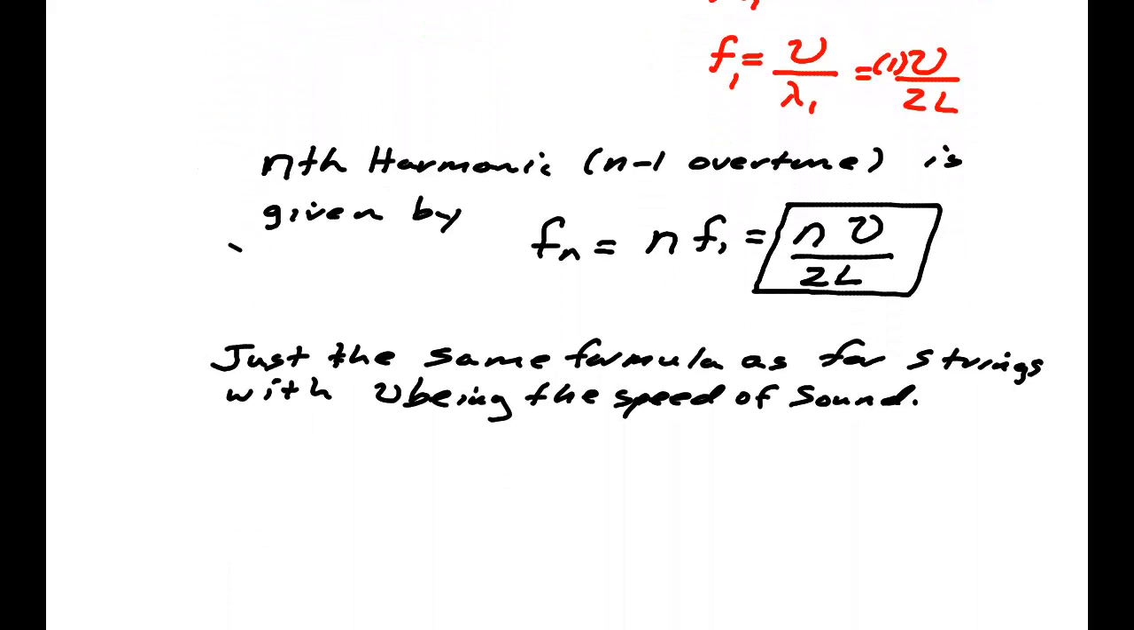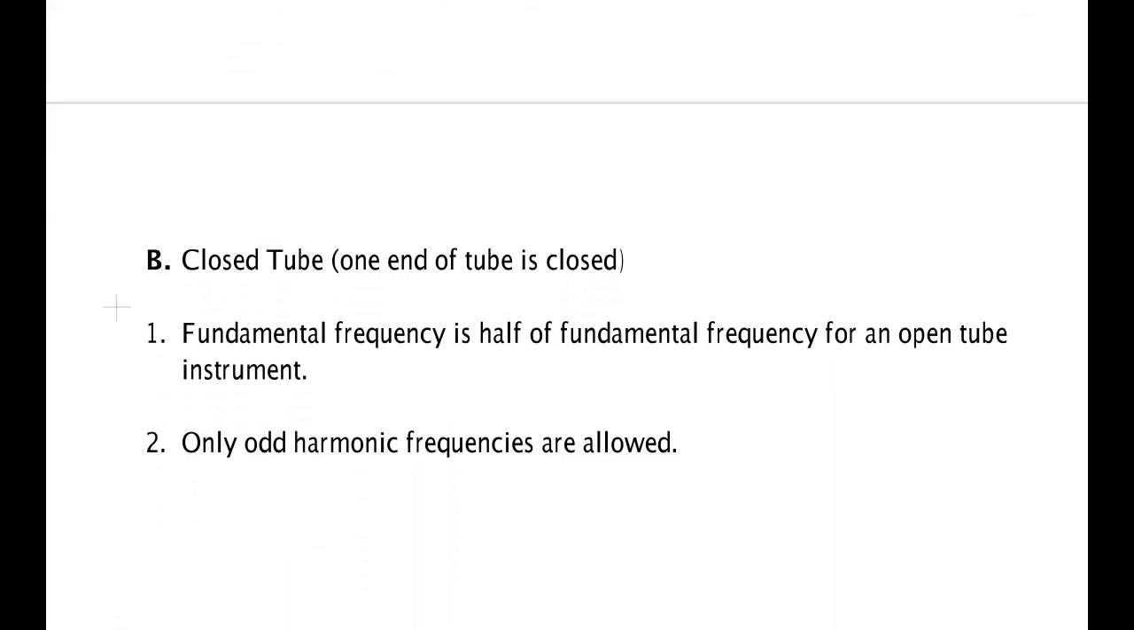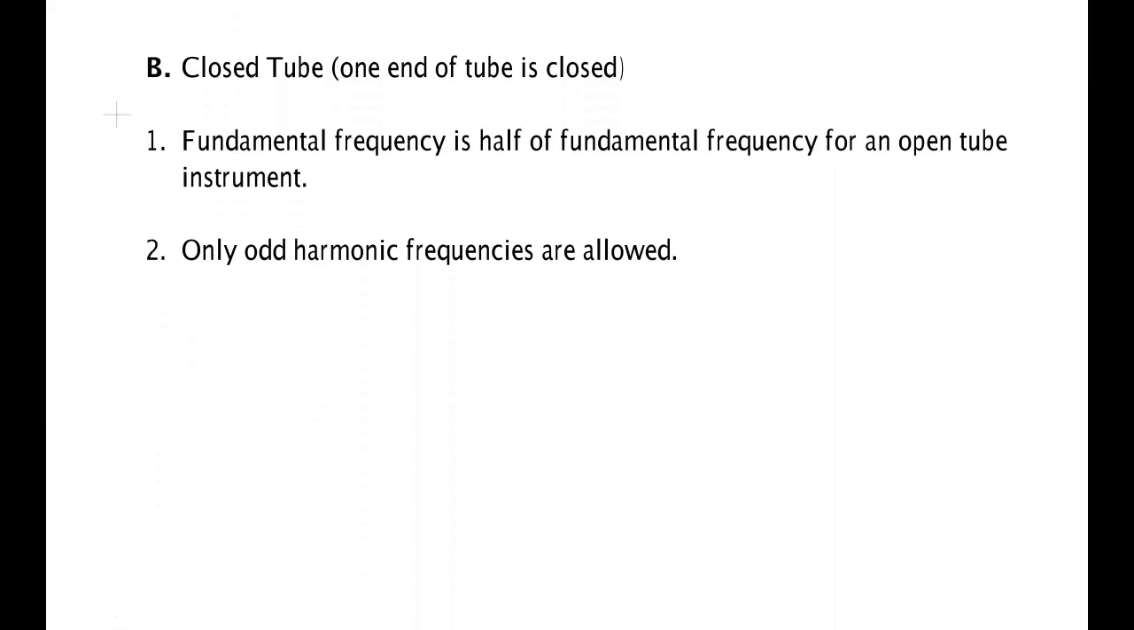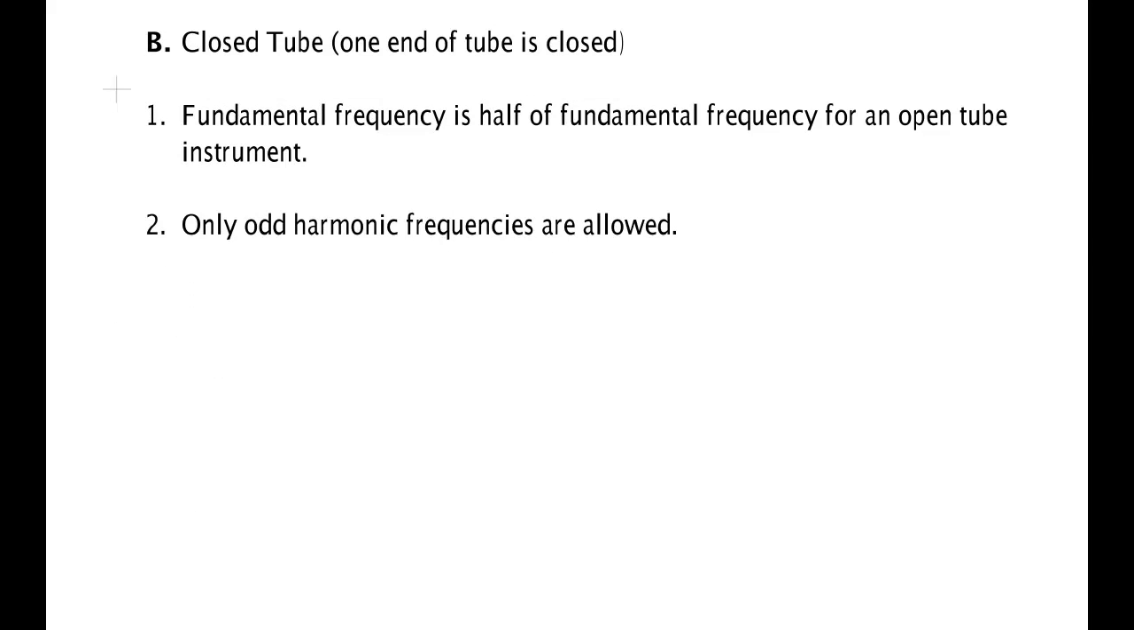Now let's look at a closed tube system. In a closed tube system, we mean by that one end of the tube is closed. And this happens to produce some very interesting changes to the problem. And its formulas are different than the past formulas we have looked at. So in this case, we have something like this, but now it's closed.